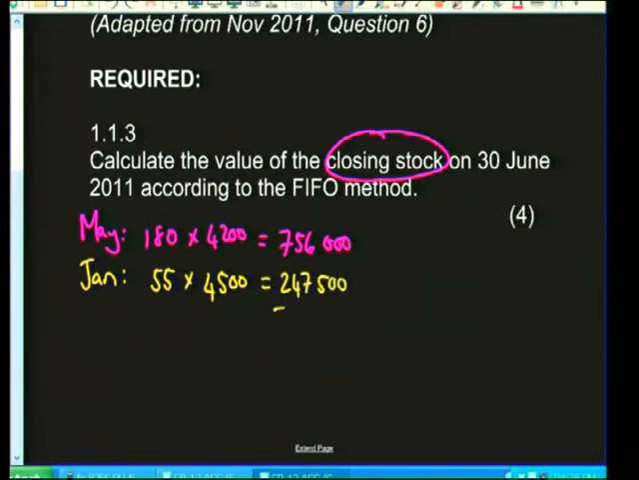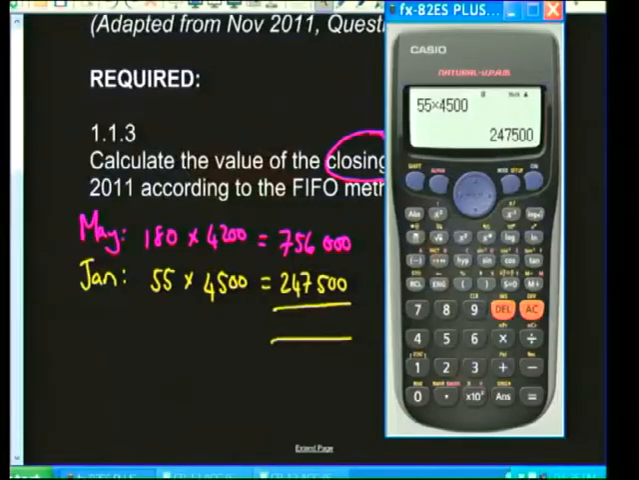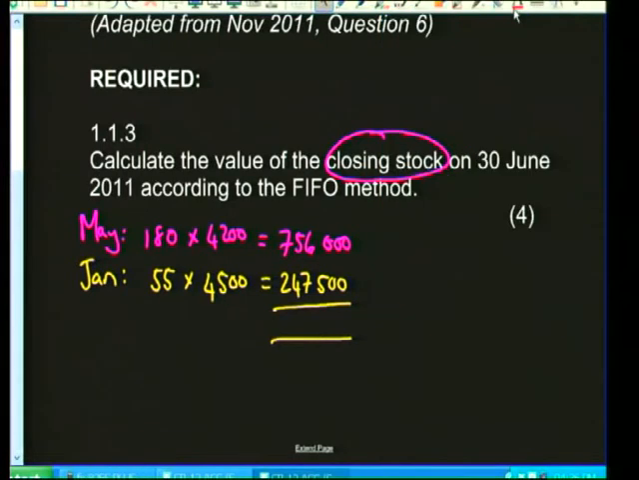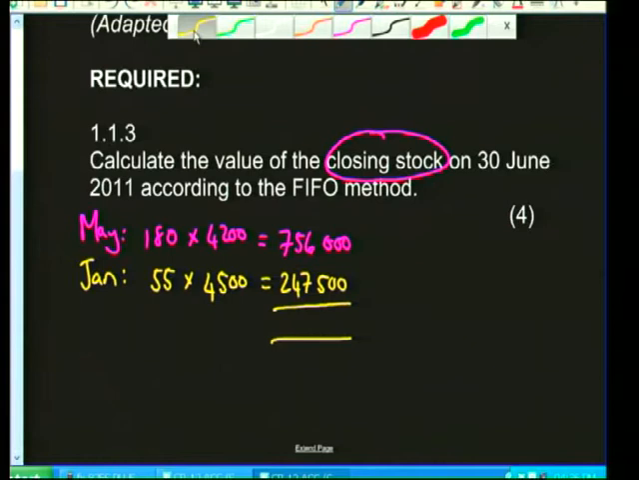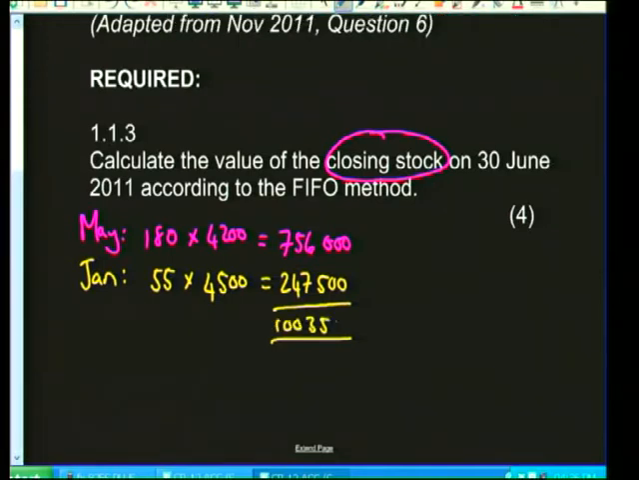247,500. So that means that our total closing stock is simply going to be the sum of those two numbers, the 756,000 plus the 247,500. Let's do it on the calculator. I still have 247,500 there. Let me just add the 756,000, and the answer comes to 1,003,500. Let me write that answer in for you. 1,003,500. And that is your 4 marks for calculating the value of a closing stock.